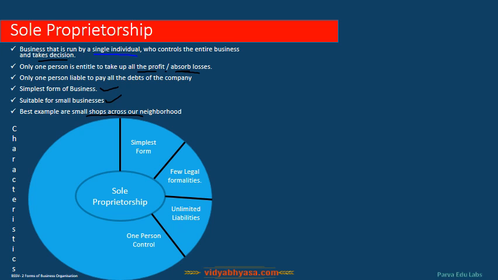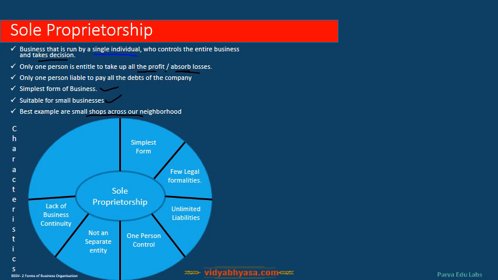One person control. The entire business is controlled by one person. As there are no partners or anyone to interfere in the decision making, he can take quick decisions. Not a separate entity. From a legal perspective, all his income will be treated as individual income. So it is not a separate entity.